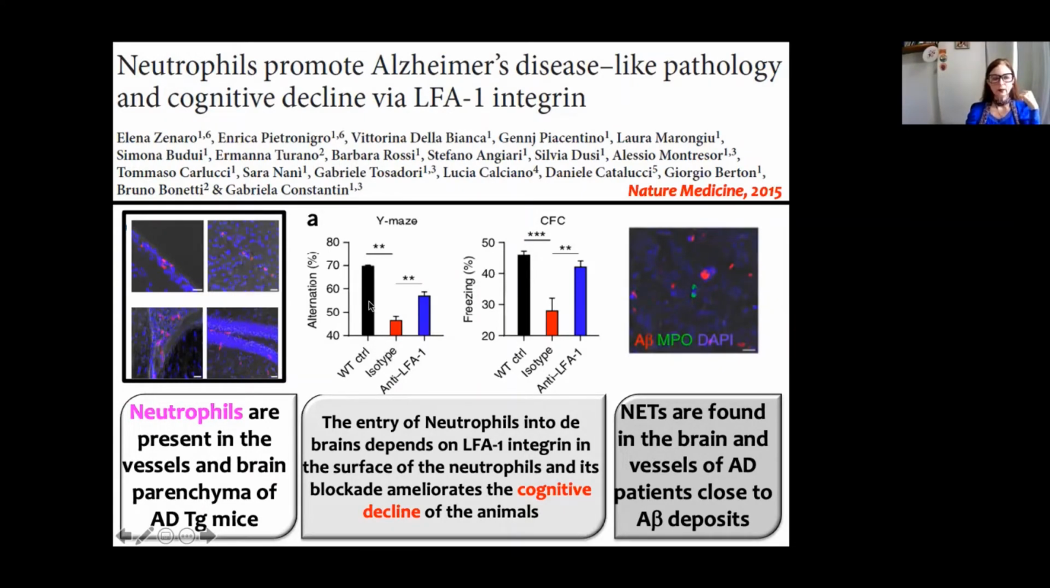Interestingly, when this group blocked the entrance of the neutrophils with an antibody against the integrins present on the neutrophil cell surface, they could ameliorate the cognitive decline that these animals have just by being transgenic. So if you impair the entrance of the neutrophils into the brain, you can alleviate this cognitive decline. And when they looked at brain vessels of AD patients, again they could see the presence of NETs in these patients, confirming that indeed this process is important in this context.